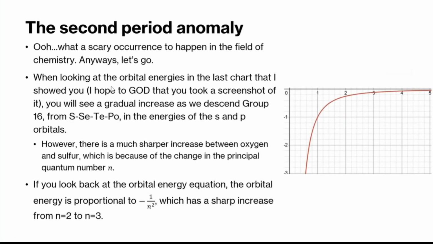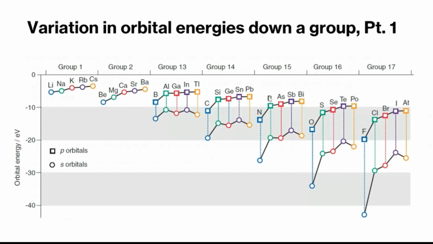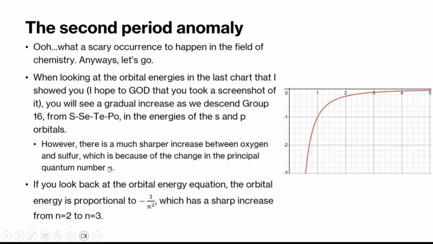Anyways, we have our first occurrence of the second period anomaly. If we look back at the orbital energies, for example the s orbital energy in group 16, we can see that there's still somewhat of a gradual increase as we go from sulfur to polonium. But you can see from oxygen to sulfur, there's an extremely sharp increase. This can be easily explained by looking at that -1 over n squared term. If we increase n from n equals 2 to n equals 3, there's of course going to be a super sharp increase as seen in this graph right here. You can see from 1 to 2, there's a much sharper increase than, for example, 3 and 4. So that's an explanation for why the orbital energies rise so sharply.